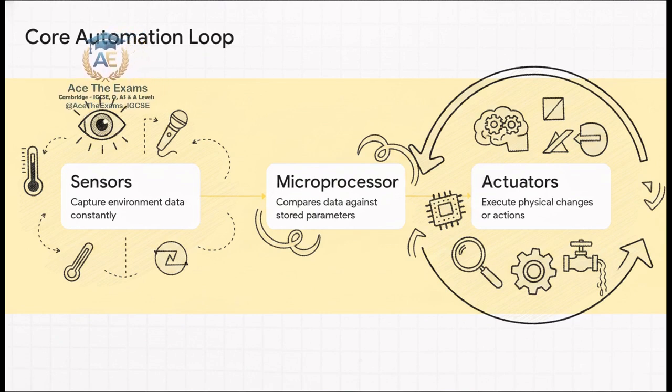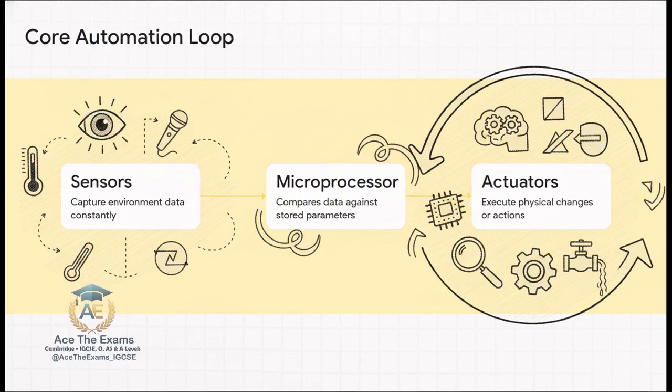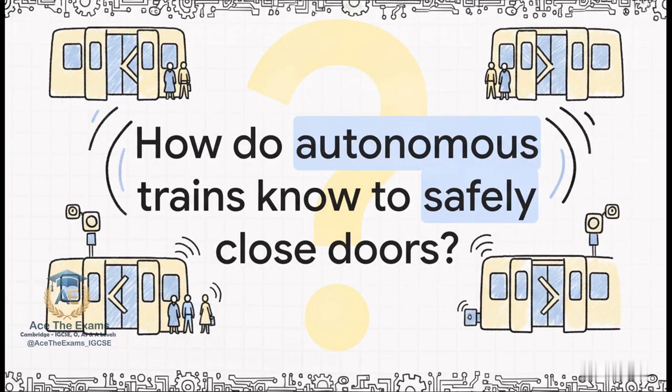If you master this three-step loop, you literally have the master key to almost any automated systems question they can throw at you. Let's move to a real-world example that frequently pops up in the 0478 syllabus to see how this builds in practice. Have you ever wondered how an autonomous train manages to safely load and unload passengers without human conductors checking the doors? How does it know not to crush someone?